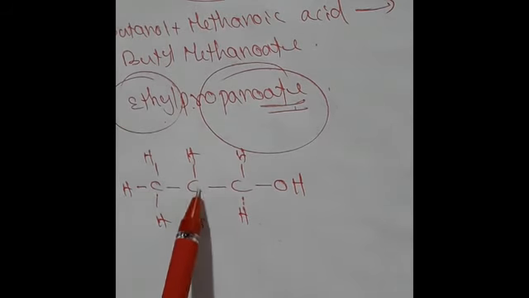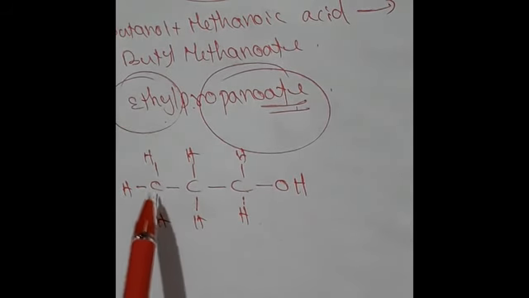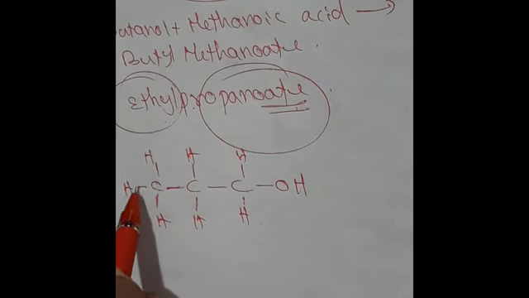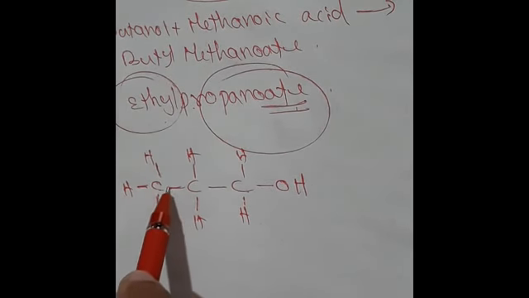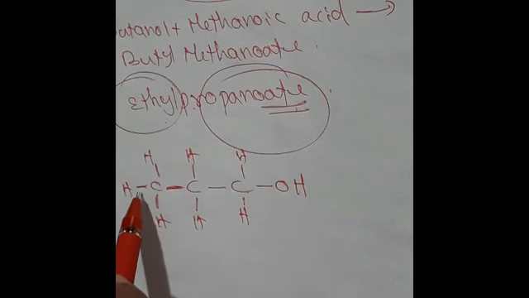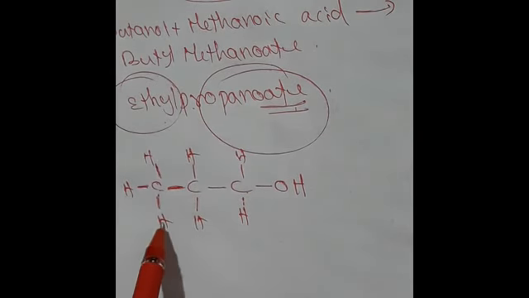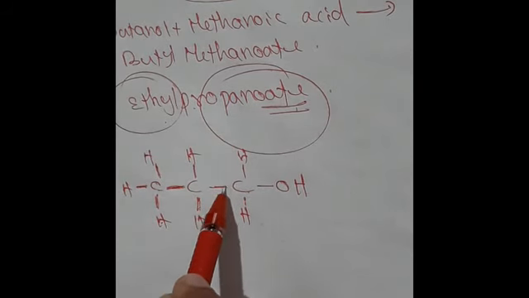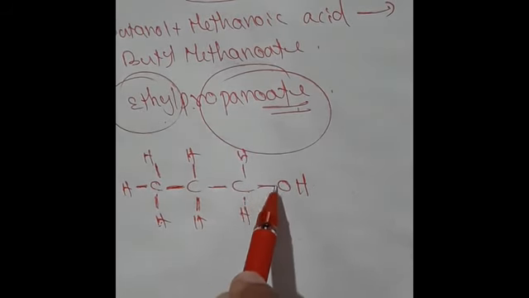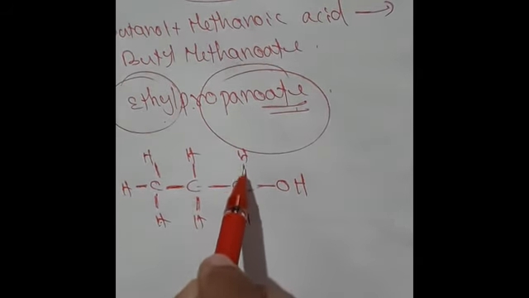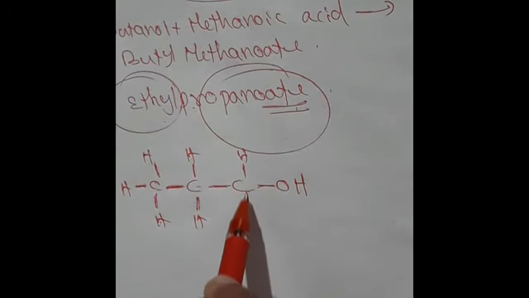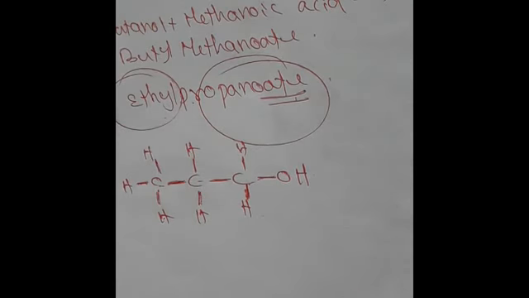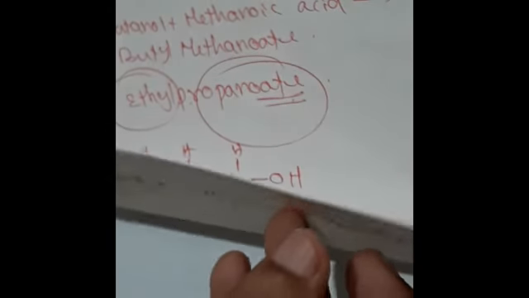You just draw 3 carbons and OH. Each carbon has 4 bonds: 1, 2, 3, 4. One bond goes to the next carbon, so the rest, 3 bonds, go to hydrogen. Here, 2 bonds with hydrogen and 2 bonds with carbon. Here, 1 bond with OH, 1 bond with carbon, and 2 bonds with hydrogen. This is propanol.